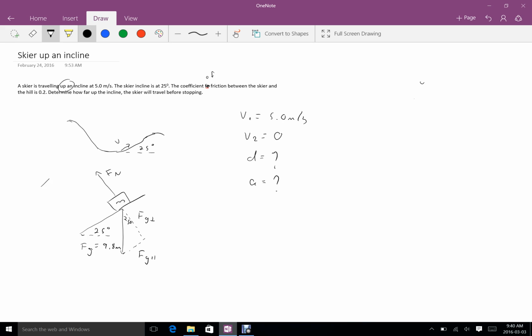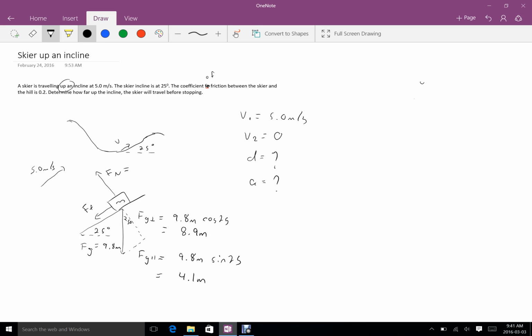Since the object is moving up the incline at 5.0 meters per second, the force of friction will be opposing the current velocity, and as a result will go down the incline. So let's just work our way around here and find all these things. FG perpendicular will be 9.8 m cos 25. FG parallel would be 9.8 m sine 25. I'll just hit both of those on the calculator. 4.1 m, and 8.9 m.